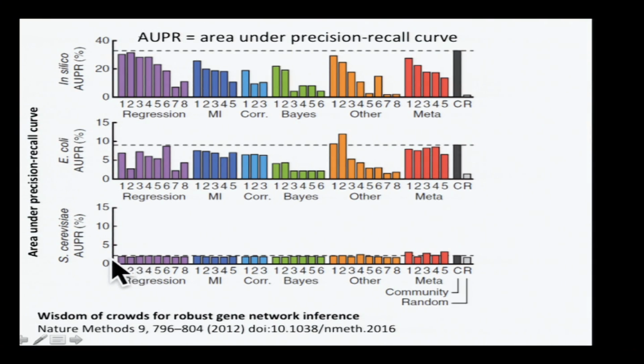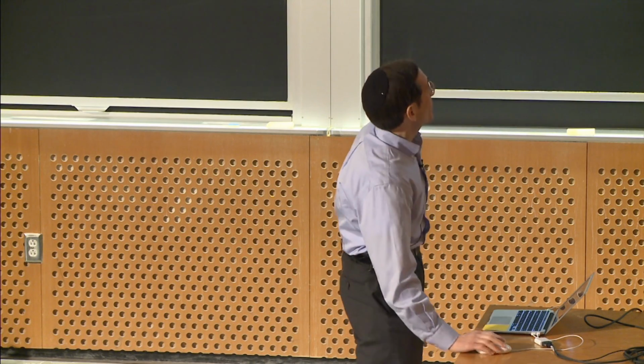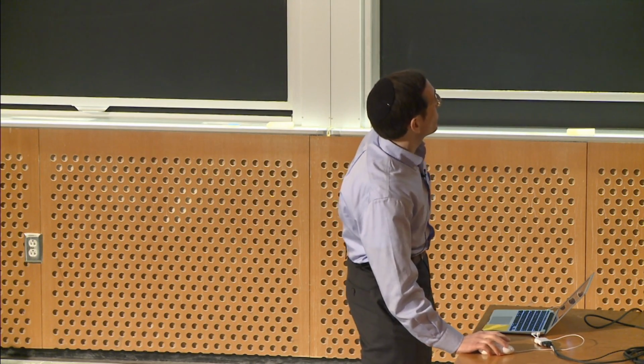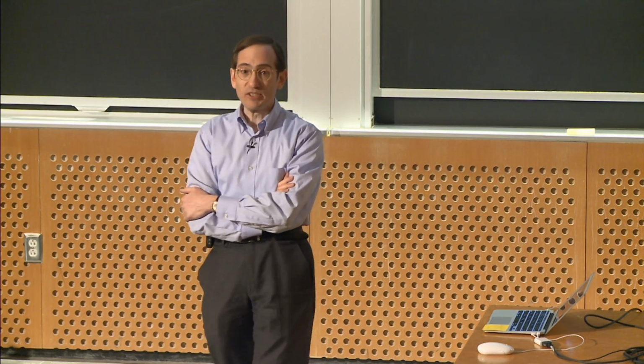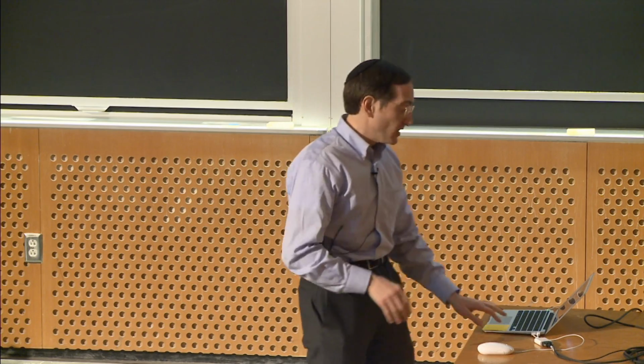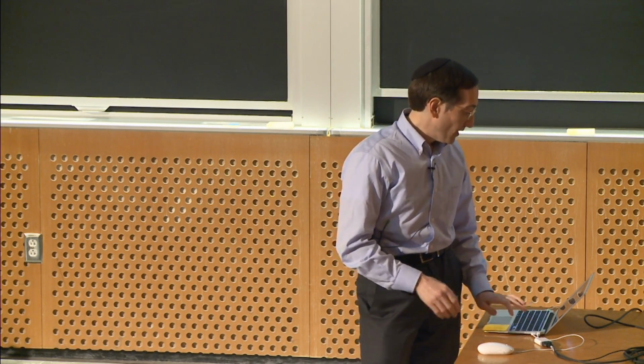The area under the curve is in the single digits of percentage, and it doesn't seem to matter what algorithm you're using. They're all doing very badly. And the community predictions are no better, in some cases worse, than the individual ones. So this is really a stunning result. It's there in the data, and if you dig into the supplement, they actually explain what's going on, I think, pretty clearly.